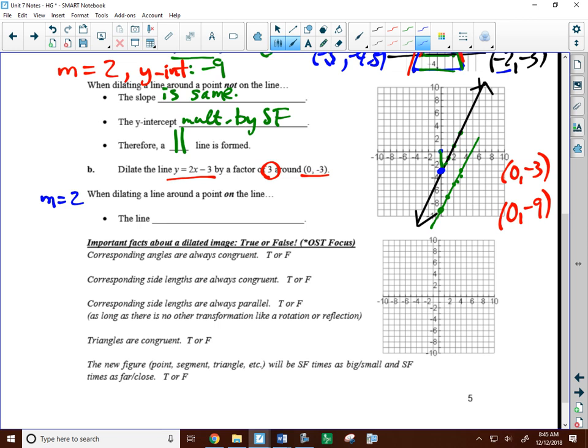I'm dilating by 3, but it's around a point on the line. So I'm right here. I'm not dilating around 0. This point, if I dilate by 3, it's still going to be at the same center, right, the same spot. And that's the y-intercept. So I'll put y-intercept the same. So we don't have to graph. When dilating a line around a point on the line, it is unchanged. It's the same line.